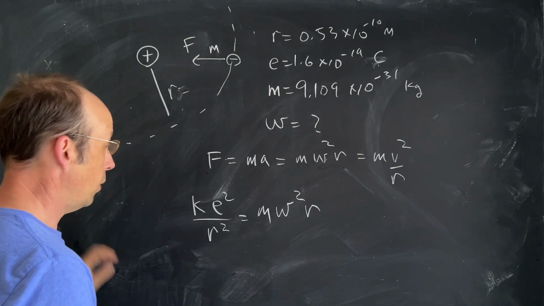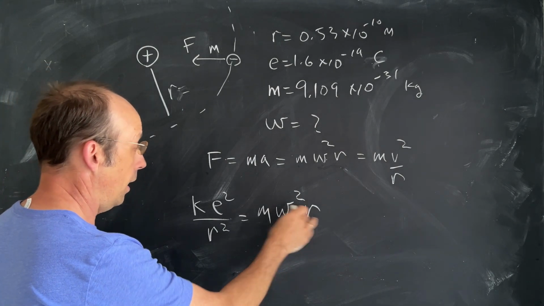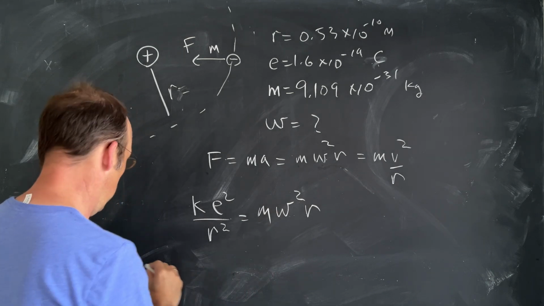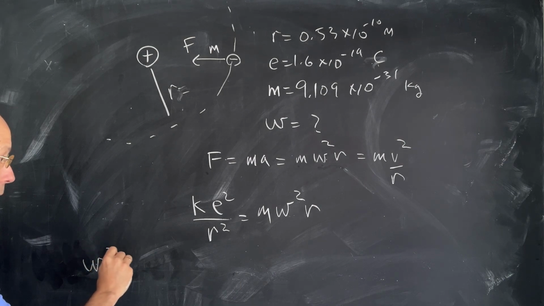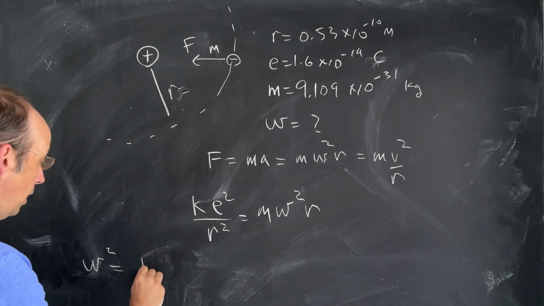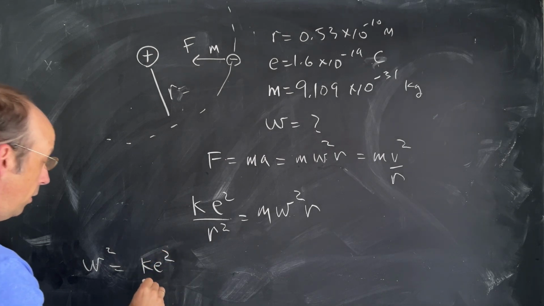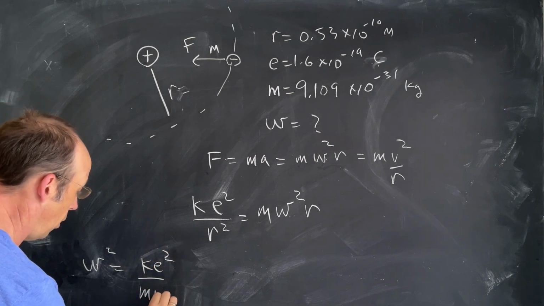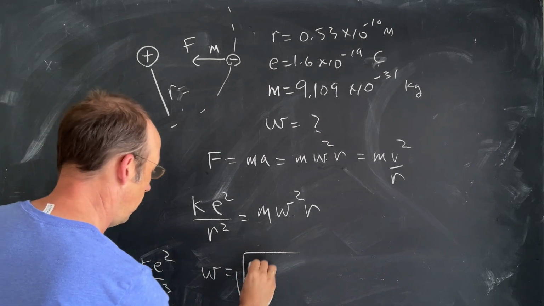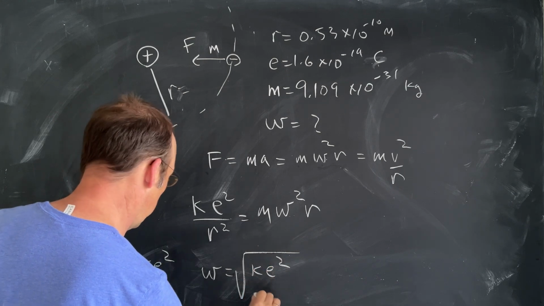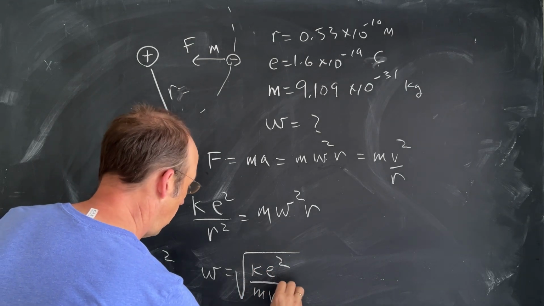So I can divide both sides by m and r, and I get, I don't know why I try to do right there in the middle, omega squared is going to be equal to k e squared over m r cubed. So omega is the square root of k e squared over m r cubed.